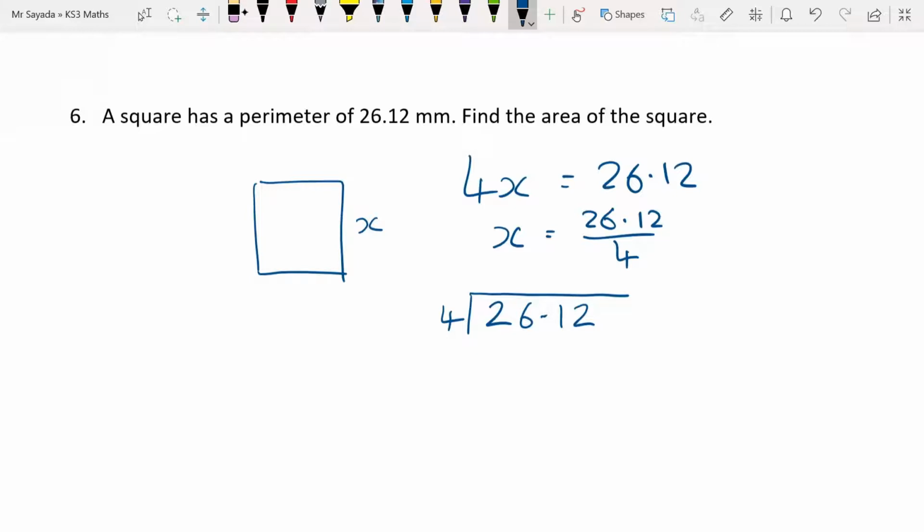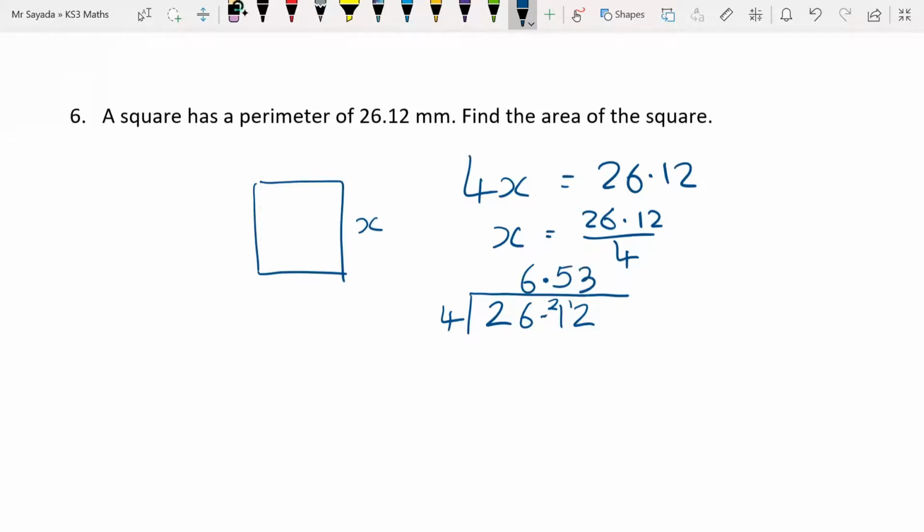So 4 into 2 doesn't go. 4 into 26 goes 6 because 6 times 4 is 24. Remainder 2. You must remember to put the decimal point here. 4 into 21 is 5 because 4 times 5 is 20. Remainder 1. And 4 into 12 is 3. So I've got 6.53. So that is the side length.